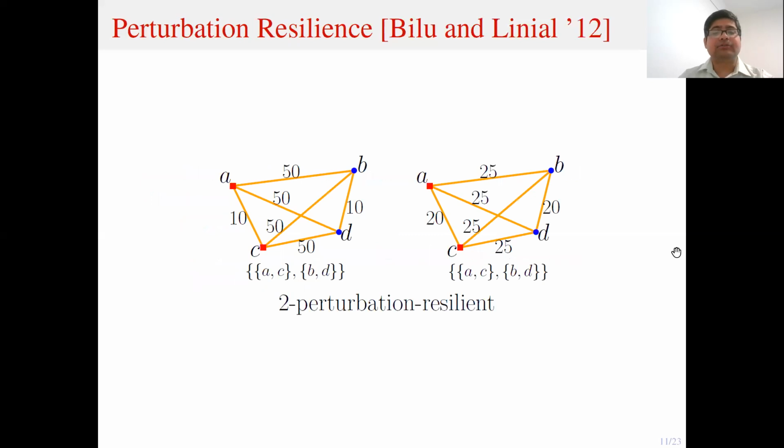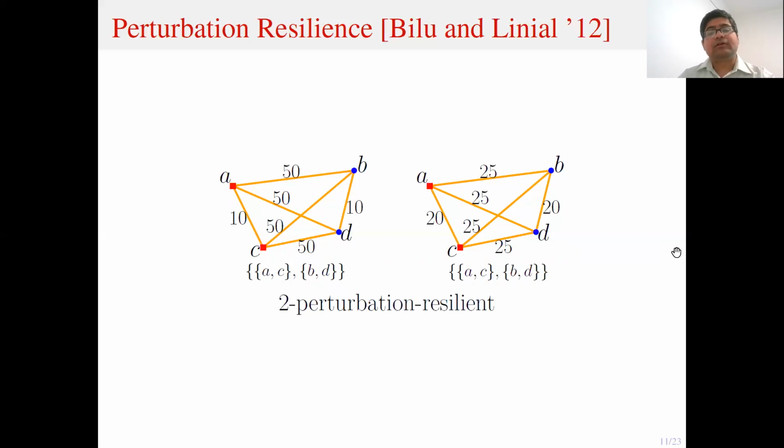Let me take a few examples. So in this example, in the left figure, I have 4 points and the pairwise distances between the points are also given. So let us consider the k-center clustering problem for k equals 2 and r1 equals 10. Then we can select two balls of radii 10, one centered at A and another centered at B. And these two balls cover all the points. So we obtain a clustering where the clusters are AC and BD.